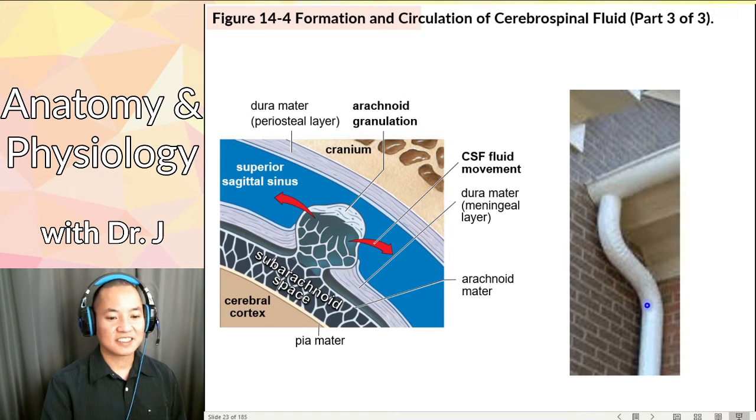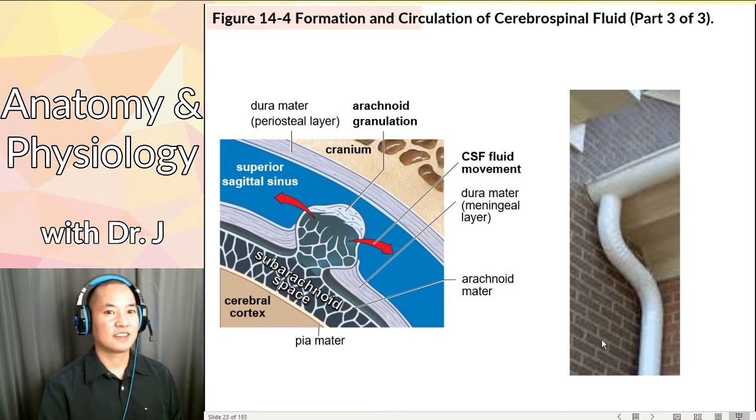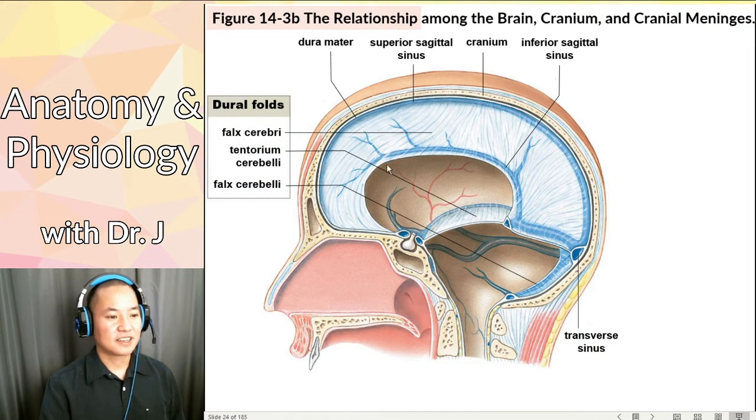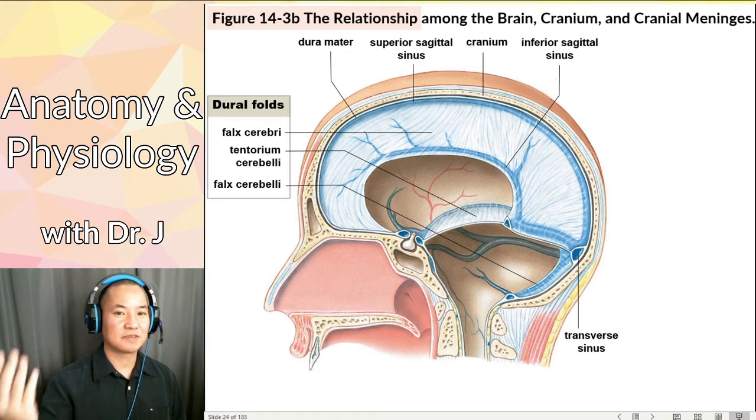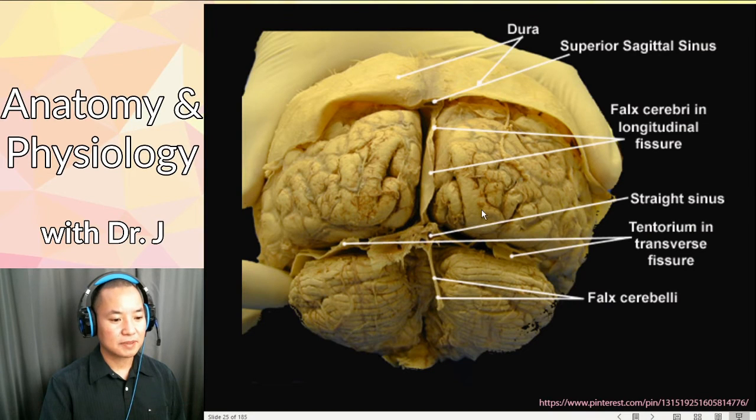Now I kind of like the little drain here from the gutter down to somewhere else. Where is that somewhere else? Well, you have all these sinuses, and actually before we go to where they eventually go, notice that you have something called dural folds. These are also continuous with the dura mater. So not only do you have the sinuses, with the periosteal and the meningeal layer forming that little pocket, you also have these sheets of dura mater that fold in between the hemispheres of the brain. And I believe this might be a sheep brain, but what we have here is that tough dura mater.